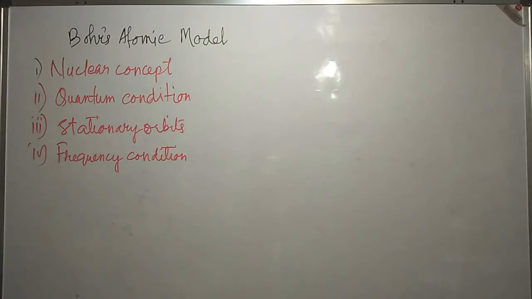In this video, I'll be discussing Bohr's atomic model. Before moving on to the postulates, Bohr's atomic model is explained based on the hydrogen atom, or hydrogen-like atoms. So it is applicable to hydrogen atoms or hydrogen-like atoms, especially when it comes to numerical problems. Now moving on to the postulates, the first one is the nuclear concept.